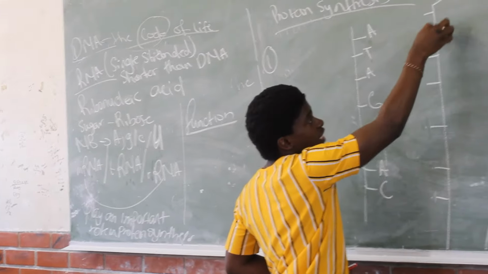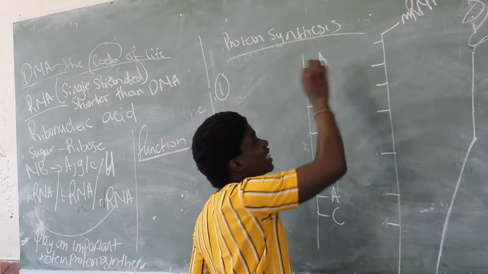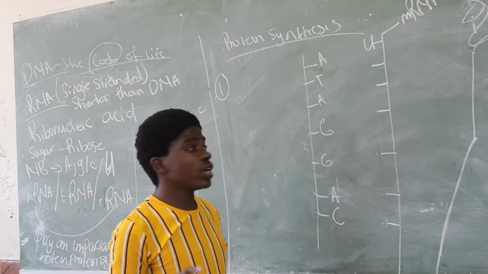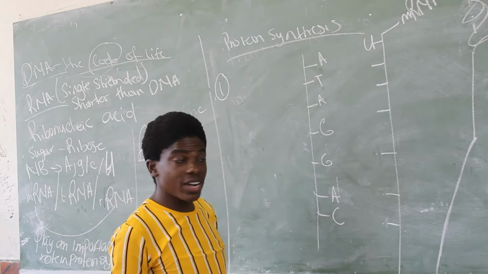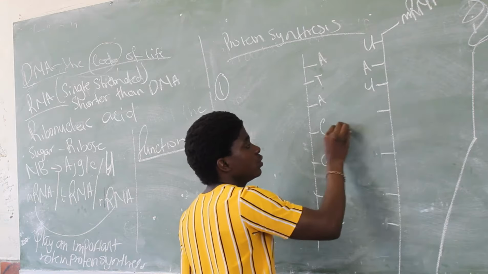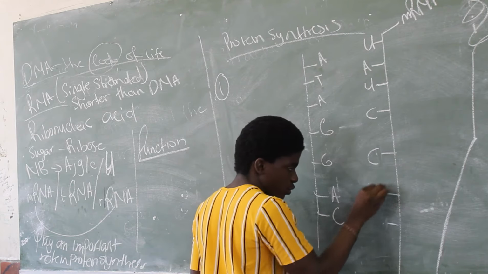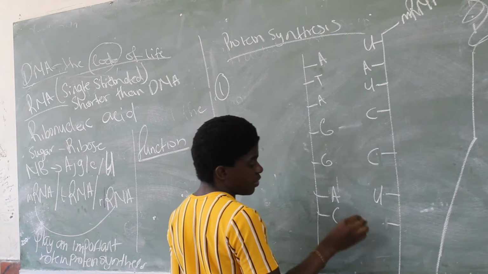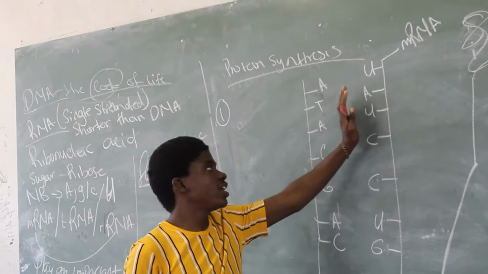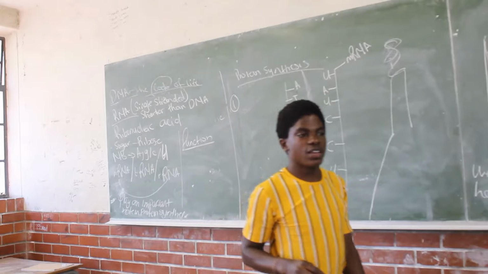So this is what happened. If this was a DNA strand, then we would have put T for thymine opposite adenine. But now we are no longer going to put T, we are going to put a U, because we are dealing with RNA. Then T will still pair with A, and then U, and then we have C, and then C, and then U, and then G. This is your messenger RNA. So we are done with DNA.